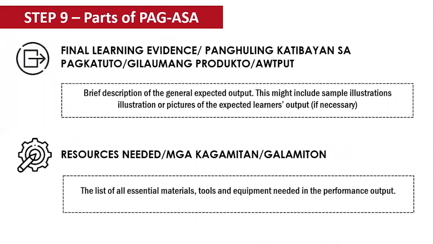Final learning evidence will also give a brief description of what is the general expected output. Teachers might include sample illustrations or pictures of the expected learner's output, especially if teachers see that learners may find it difficult because they haven't experienced yet the tasks that will be required. It is also very necessary to include the list of all essential materials, tools, and equipment needed in the performance output to help learners achieve all the needed expectations in the performance tasks or outputs.